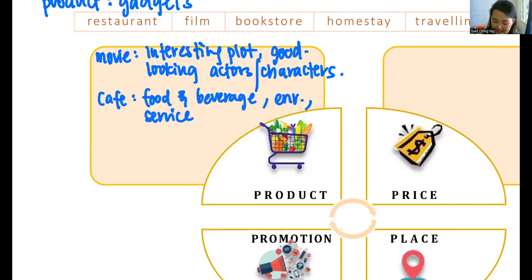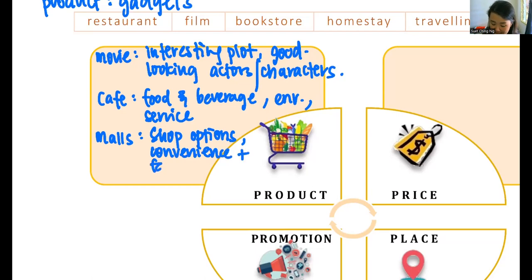Okay? Now, let's see shopping malls. Malls or institutions or businesses? What are you going to comment on? I can think about a couple things straight away. If I go to a new mall, yes, shop options. Good job, Jeremy. Convenience. Now, in terms of convenience and facilities, you can talk about things like parking.